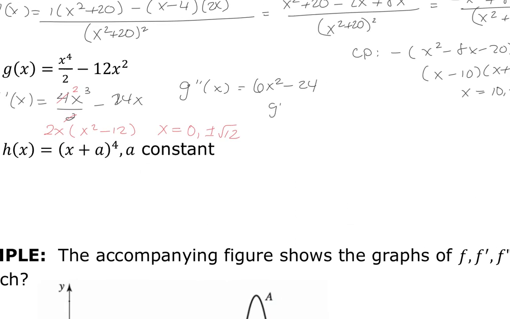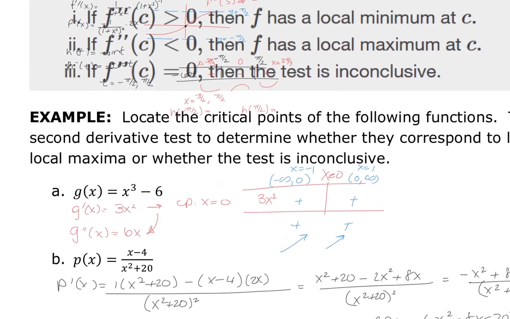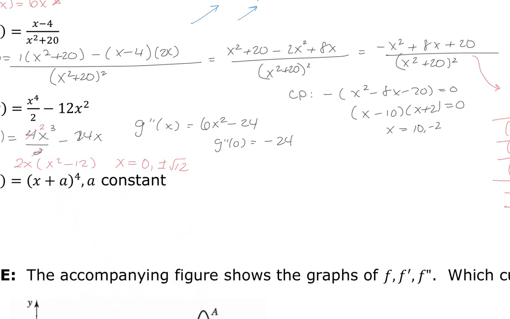So now I can put in 0. So g double prime of 0, this isn't too bad to put in. This is negative 24. Because it's a negative, if you remember, all the way up here it says that if that thing is negative, then it must be a max. So we have a max at x is equal to 0.